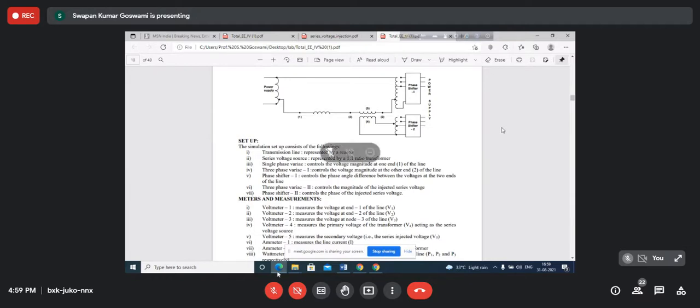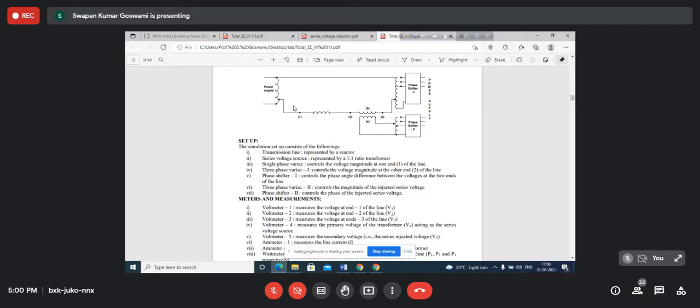Active power flows from leading phasor to lagging phasor. It is always possible that active power is flowing from a lower voltage to a higher voltage. That means if you maintain the voltage here lower than this end voltage, then active power will still flow from here to here, provided this voltage is leading this voltage. But if this voltage has a smaller magnitude than this voltage, then reactive power will flow from N2 to N1. It is possible that active power is flowing from N1 to N2, but reactive power is flowing from 2 to 1.